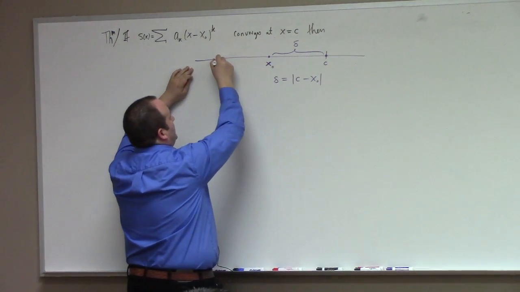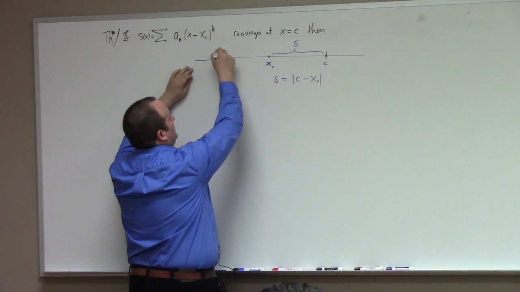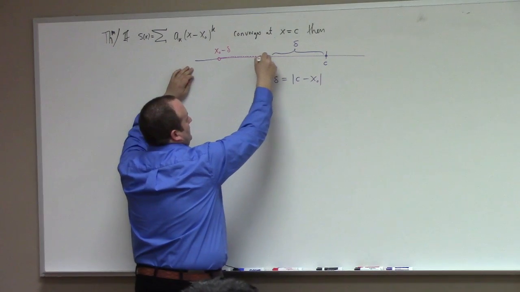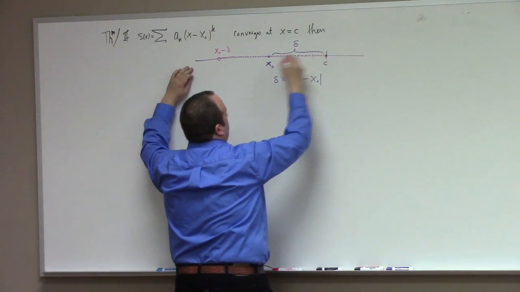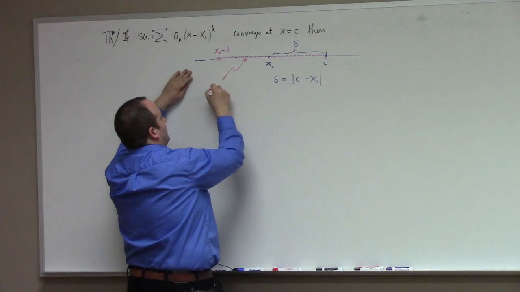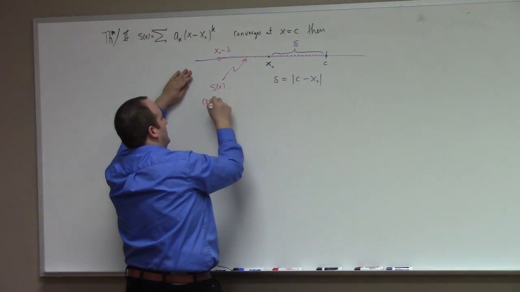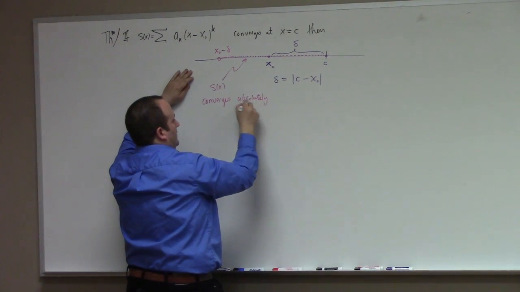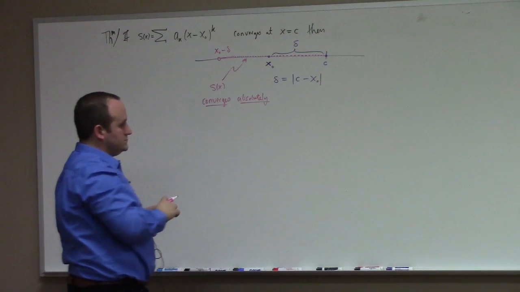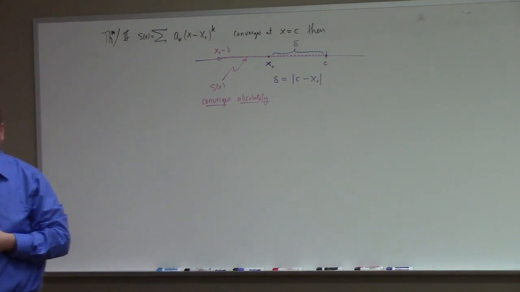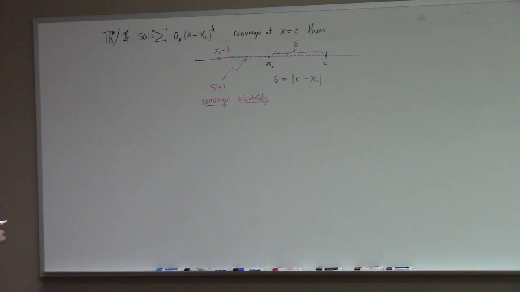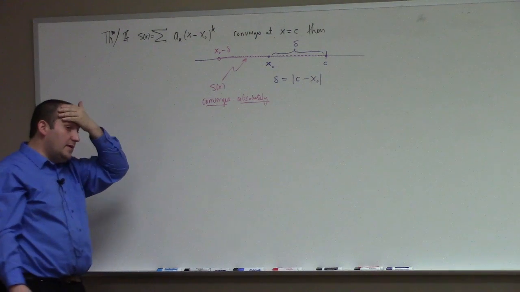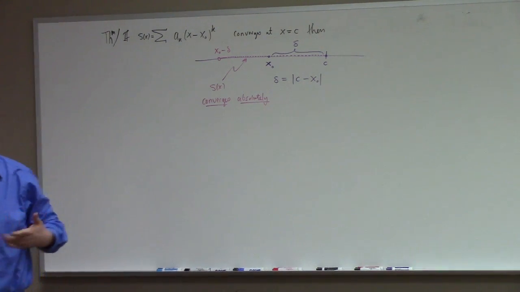Over here, this point would be x naught minus delta in this situation. And if you look at this whole interval, all up in here, s of x converges absolutely. What's that mean? That means that if you take the absolute value of this series, and you look at that series, it converges. So it's absolutely convergent. It's even stronger than regular convergence.